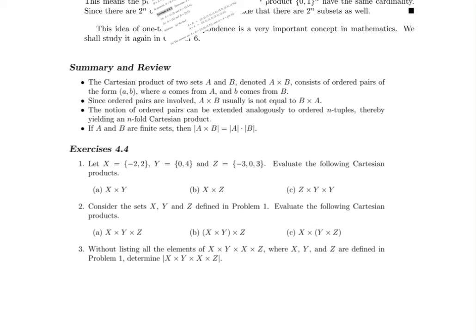So again, to summarize, the Cartesian product of two sets A and B, which we denote A cross B, consists of ordered pairs of the form (a, b), where little a comes from big A and little b comes from big B. Because it's ordered pairs that we're talking about, A cross B is usually not the same as B cross A. We can extend this idea to ordered n-tuples, and have an n-fold Cartesian product. And then if A and B are finite sets, the cardinality of A cross B is equal to the cardinality of A times the cardinality of B.